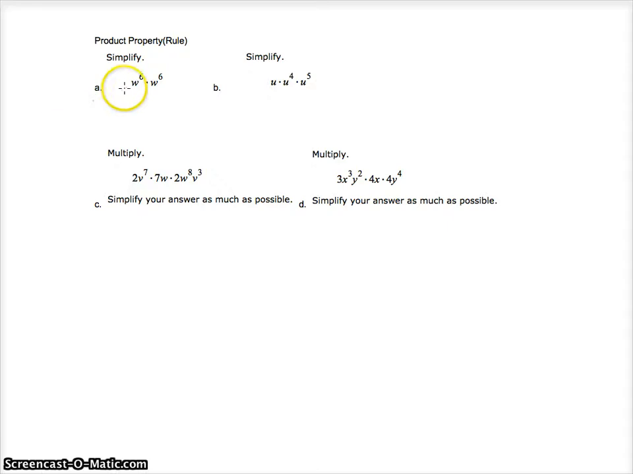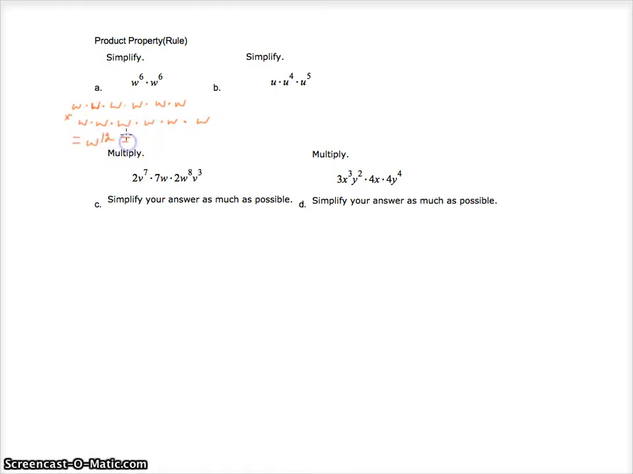Well, w to the sixth happened because I had 6 w's, so I had w times w times w times w times w times w. So I had 6 w's and I multiplied them together. But then I'm going to multiply it by 6 more w's. So times w times w times w times w times w. So now I have 6 w's times 6 w's. To find the answer, I'm going to count up all the w's: 6, 7, 8, 9, 10, 11, 12. So my answer is going to be w to the 12th.